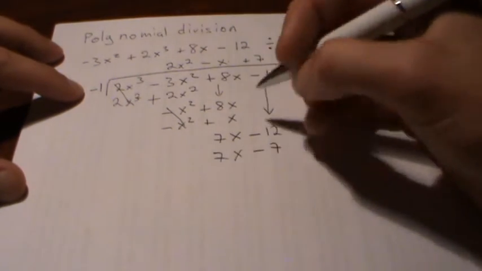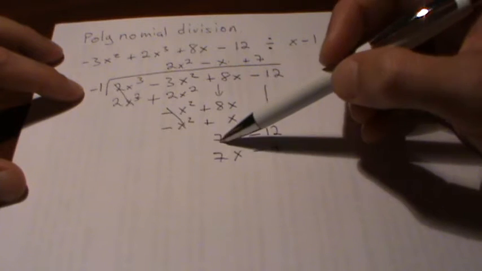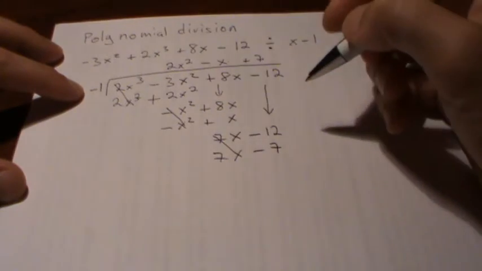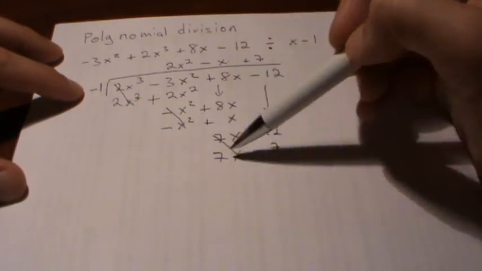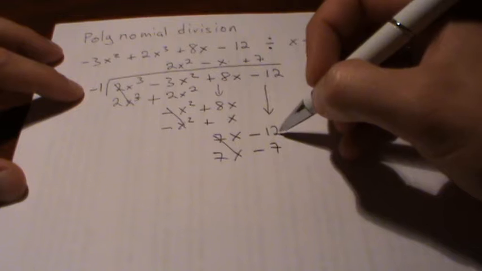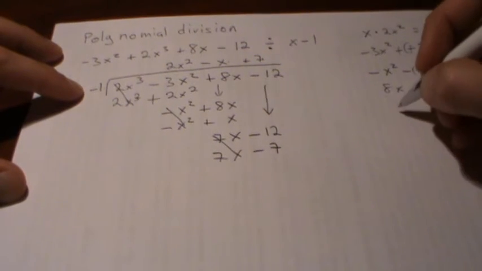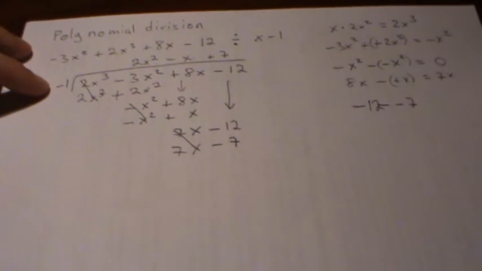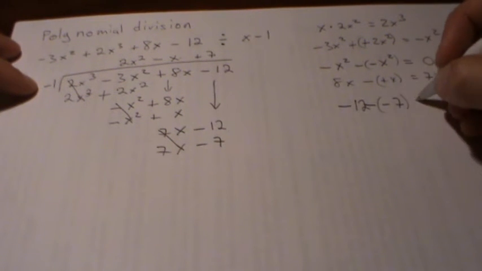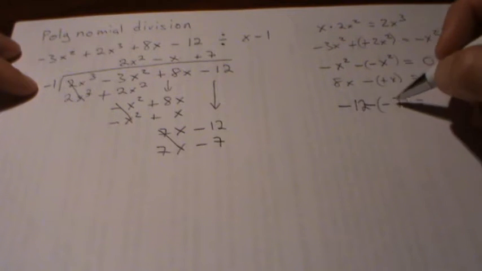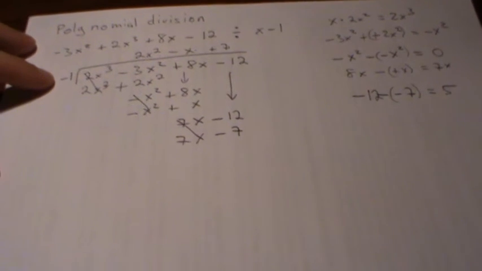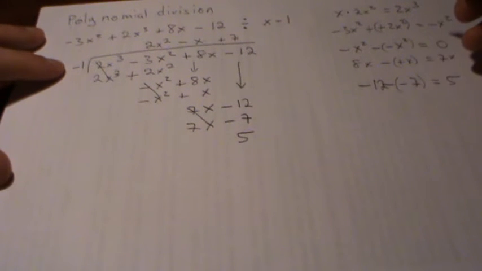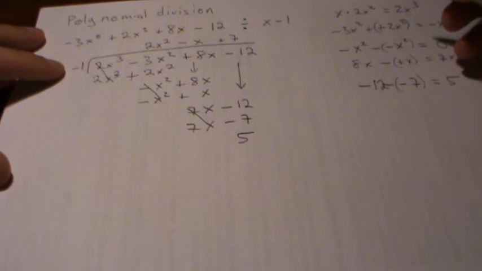And now again, I must subtract here. 7x minus 7x is nothing. You'll notice that every time you should get nothing here. And then a negative 12 minus a negative 7 is equal to a negative 12 plus 7, leaving me a negative 5. So I'm left with a negative 5 here. Alright, and that will do it.